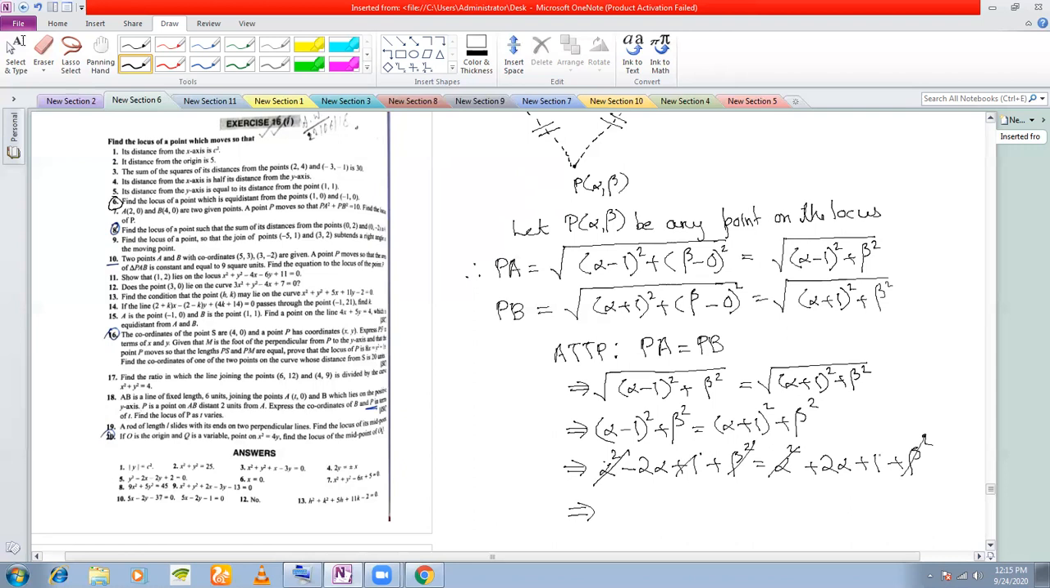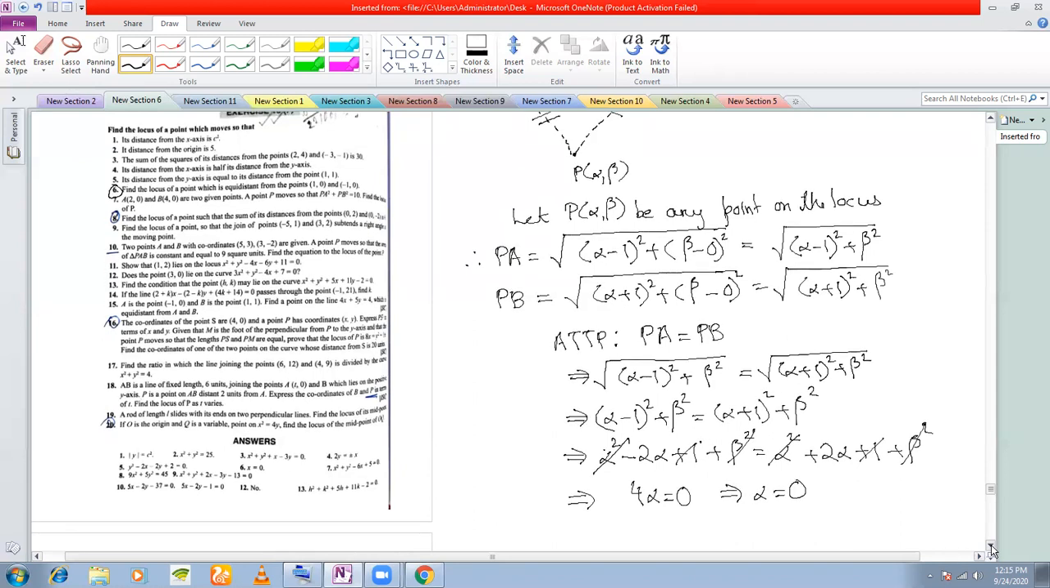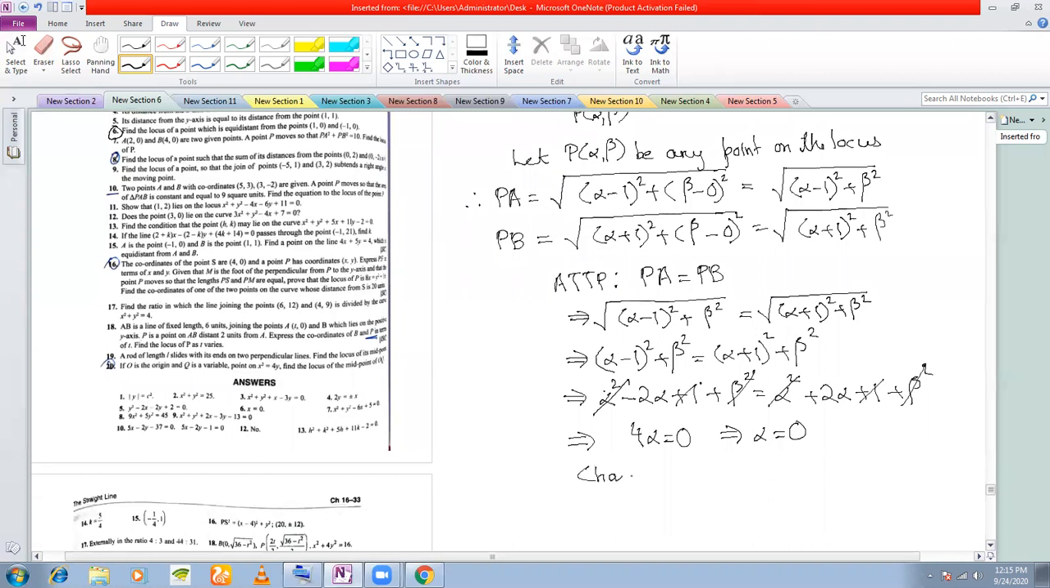So what are you getting? 4 alpha is equal to 0. That means alpha equals 0. Changing to current coordinates, the required equation of the locus is, alpha becomes x, x equals 0. So this is the required equation of the locus, which is the equation of what? The y-axis, right? So the point moves on the y-axis. Understood?